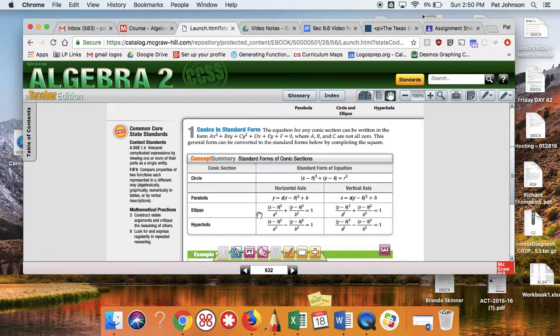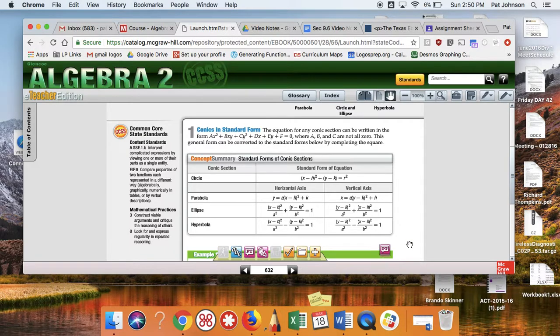Okay, so here's a summary. Again, this is our key concept box, and it's going to be really important to know this. Here's the equation for a circle. Here is a parabola. This row is for the ellipse and hyperbola. So they just put it all together where we did them one section at a time.